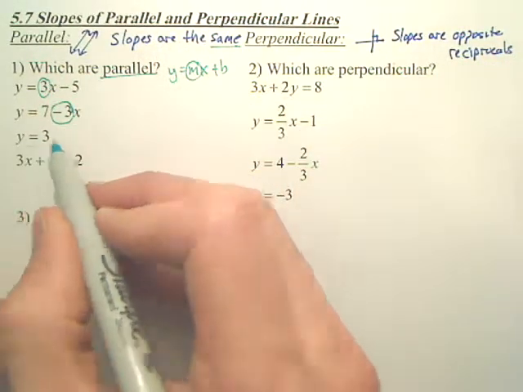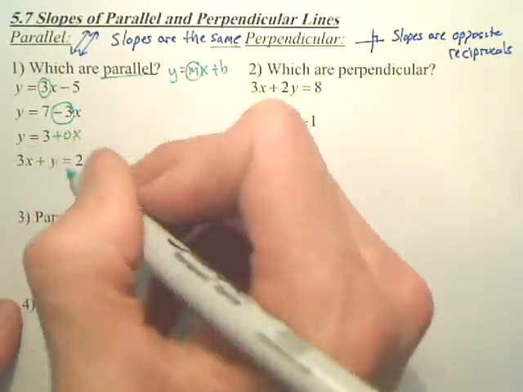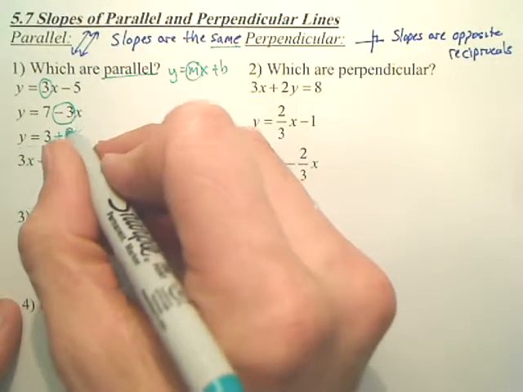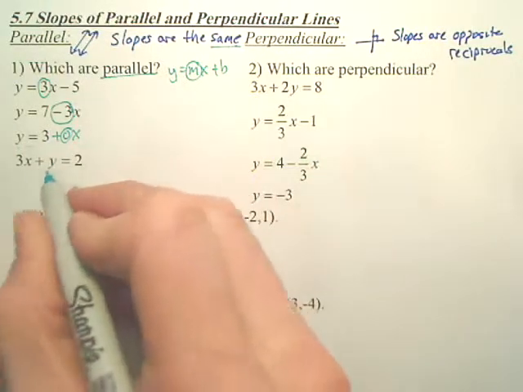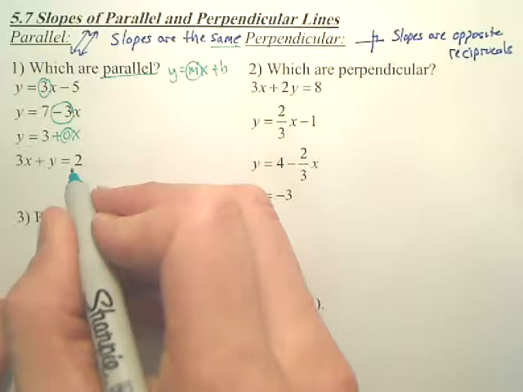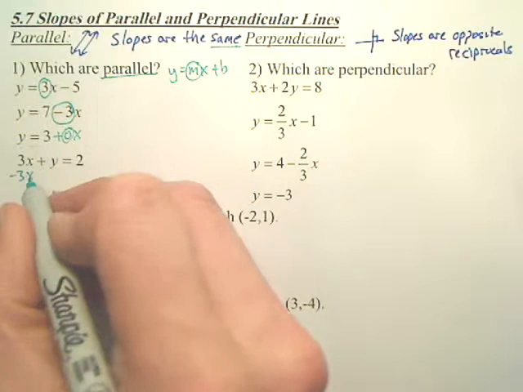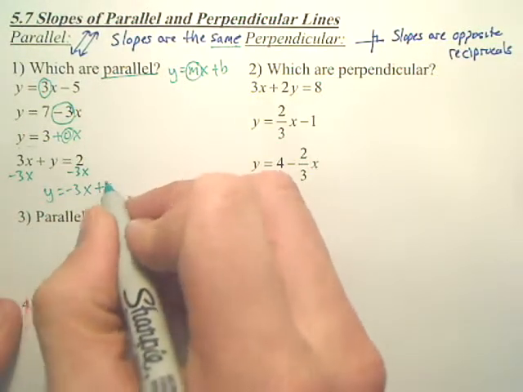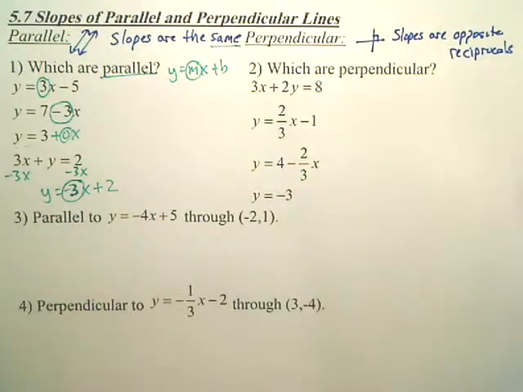Here. Wait, is there an x value on this one? No. Isn't that kind of like plus 0x? Yes. I have no x's. So wouldn't that kind of mean that it's 0? And this one, do I know my slope yet? Do I need to change it to this form? If I minus the 3x over, now isn't that my slope right there? Once I move it over, okay.